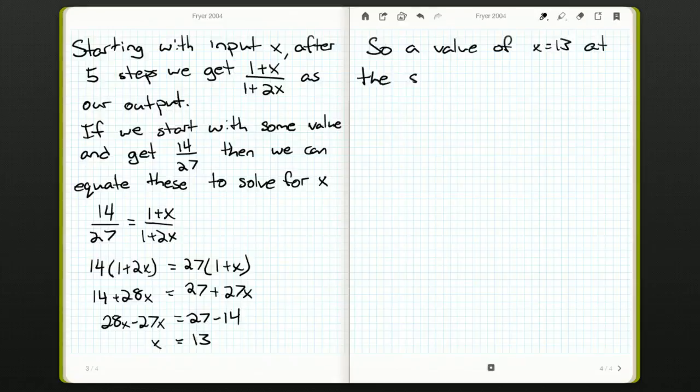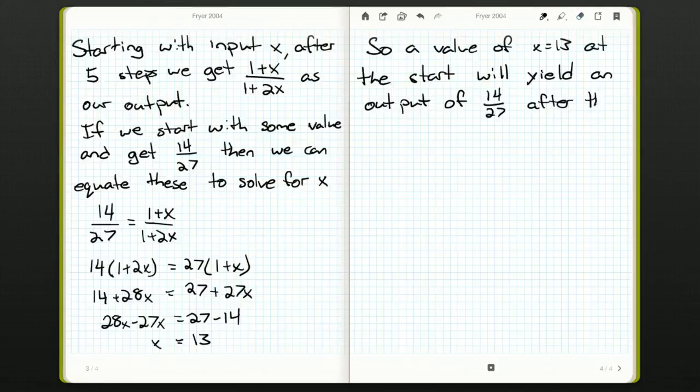We make a little statement. So if we have a value of 13, that's what the numbers came out to tell us. It's not 27, it's 14 over 27, that's what it is. Nice clean therefore statement so the markers can follow what we're doing and give us full marks.